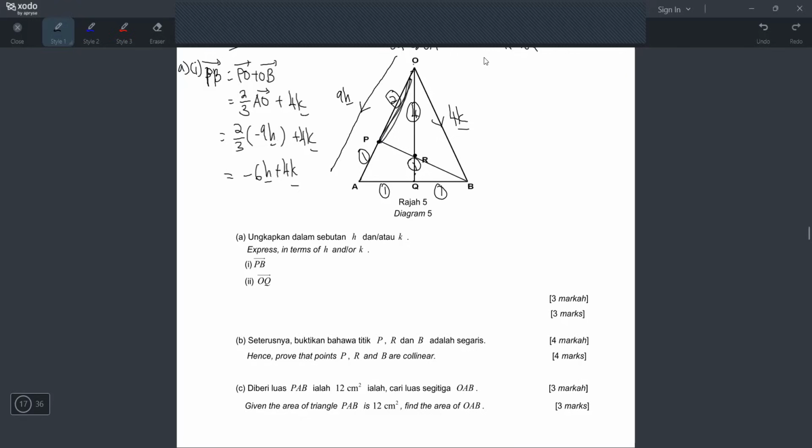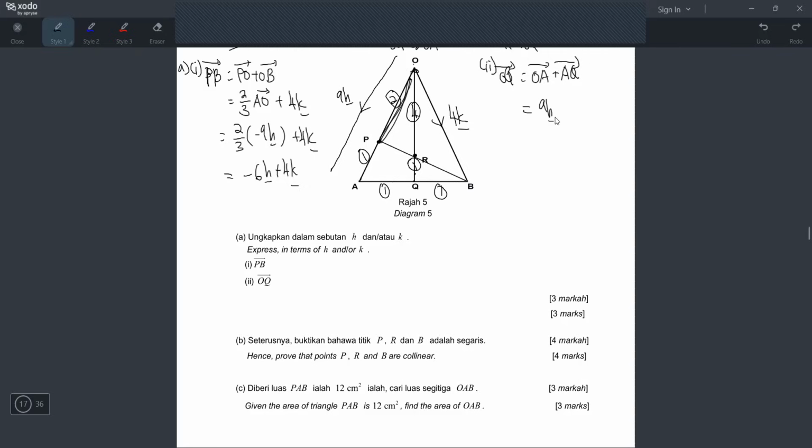Now let's look at the second question. They want to find vector OQ. So how do we find OQ? O is here, Q is here. If I go straight, I don't have that vector. So I have to go the other way. Maybe OA plus AQ, or you can go OB plus BQ also. Right? But let's do OA plus AQ. If you do OB plus BQ, you get the same answer.